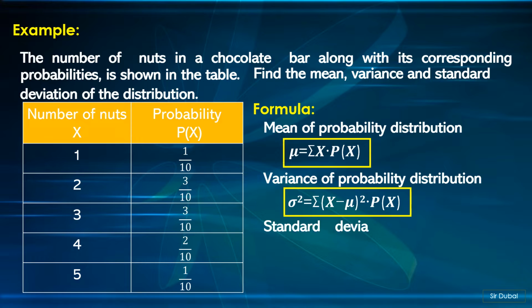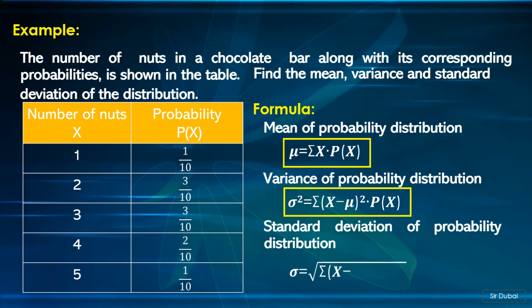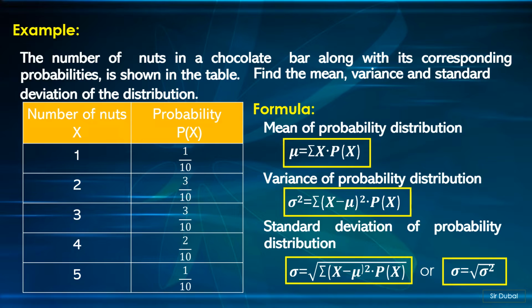And lastly will be the formula of the standard deviation of a probability distribution. And that is sigma is equal to the square root of the summation of the quantity of x minus mu squared times p of x, or that is sigma is equal to the square root of sigma squared. The formula means that we will take the square root of the answer of our variance. So now, since we already know the formula of the mean, variance, and standard deviation of the probability distribution, we can now solve the problem.